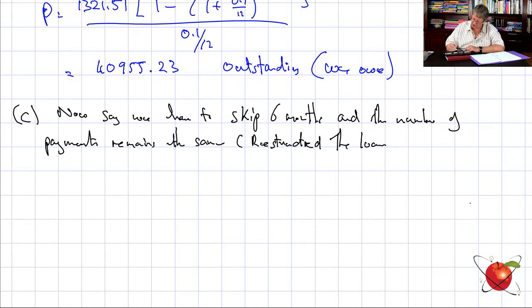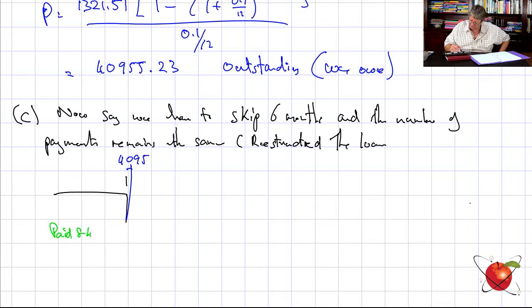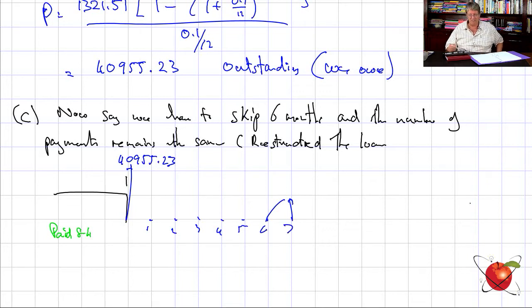Okay. So we got to this point here, right? Remember, this was all paid off. Let's put that now in the green. This was all paid. Then we found on the blue the present value over there of 40955.23. Now we skipped 1, 2, 3, 4, 5, 6 months, we didn't pay. Therefore, the first payment came after 7 months, right?